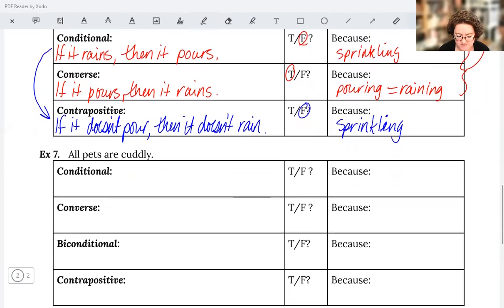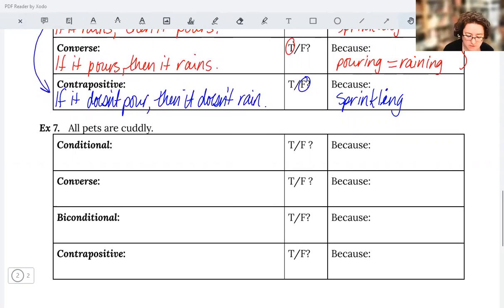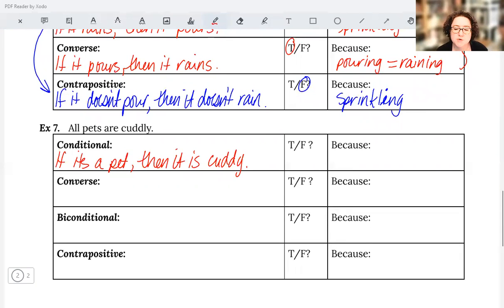Alrighty, so here's how I would look at this problem. So all pets are cuddly. Wait a second, it's not an if-then form. So kind of like when we were doing those Venn diagram problems, let's start out by changing that over to a conditional statement. So if it's a pet, then it is cuddly. So what do you think? True or false?